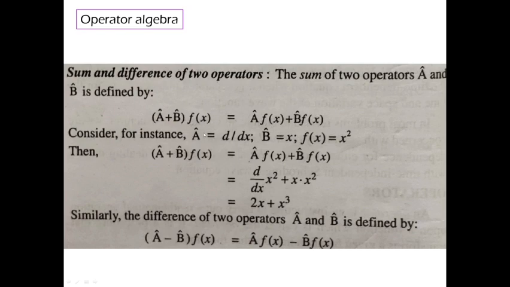For instance, we take the A operator as d by dx, the B operator as x, and the function f(x) equal to x square. And then we perform the summation. (A plus B) f(x) equals A f(x) plus B f(x). Then we substitute the values: A operator d by dx acting on x square, plus B means x into f(x), which is x square. So we get 2x plus x cube.